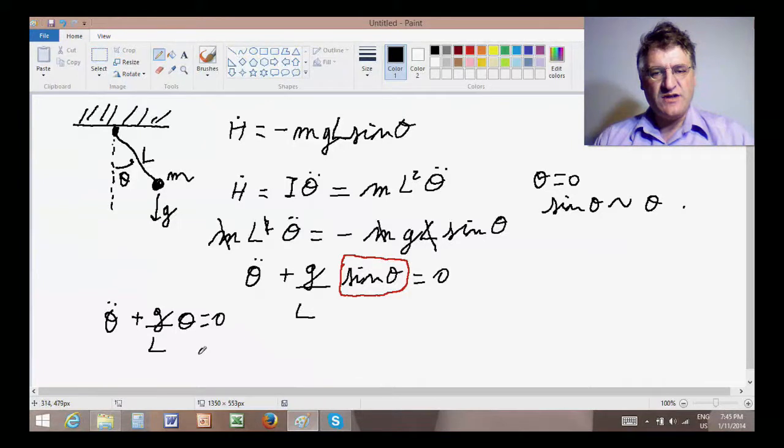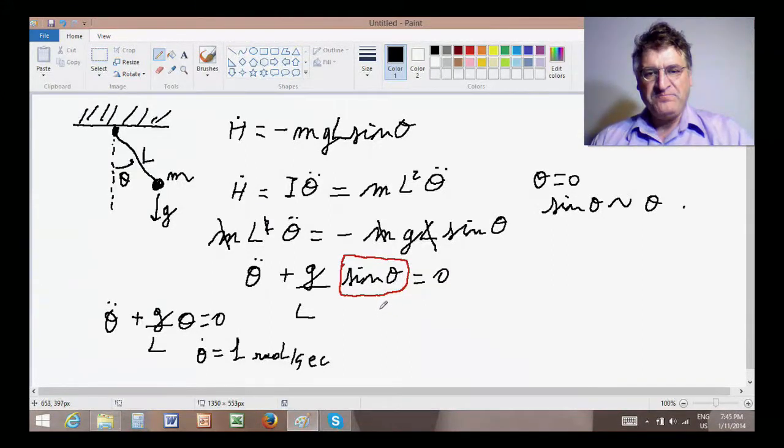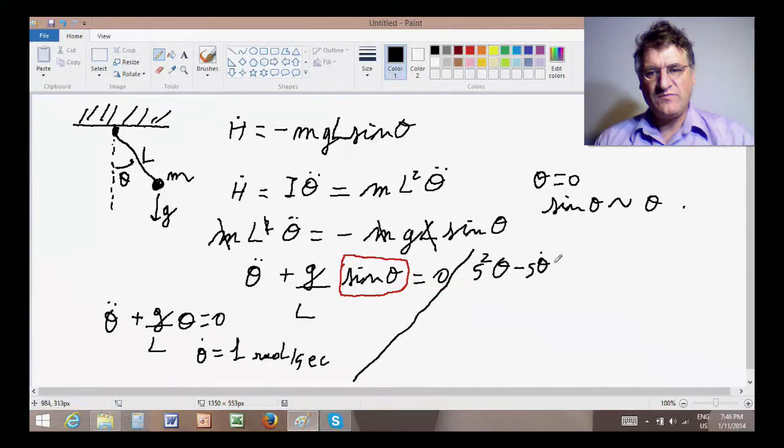Assuming the initial condition theta dot is equal to 1 radian per second, then we can use this expression to obtain a solution to this problem using the Laplace transform. We simply write that this is equal to s squared times theta in the Laplace domain minus s times theta dot of 0 and plus G over L times theta is equal to 0.